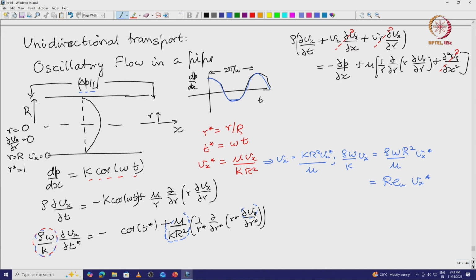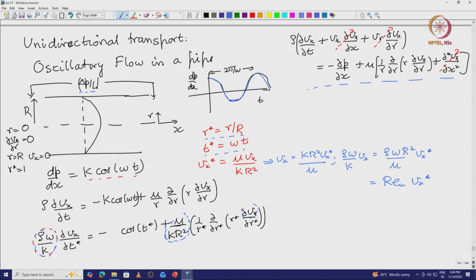So, we had scaled the radius by the radius of the pipe and used omega t for the time scale. And the momentum equation for this unsteady but fully developed flow. Unsteady means the velocity is a function of time. Fully developed means the velocity is not a function of the downstream coordinate. It is not a function of the axial coordinate x, it is only a function of the radial coordinate, and the only non-zero component of the velocity is Vx.